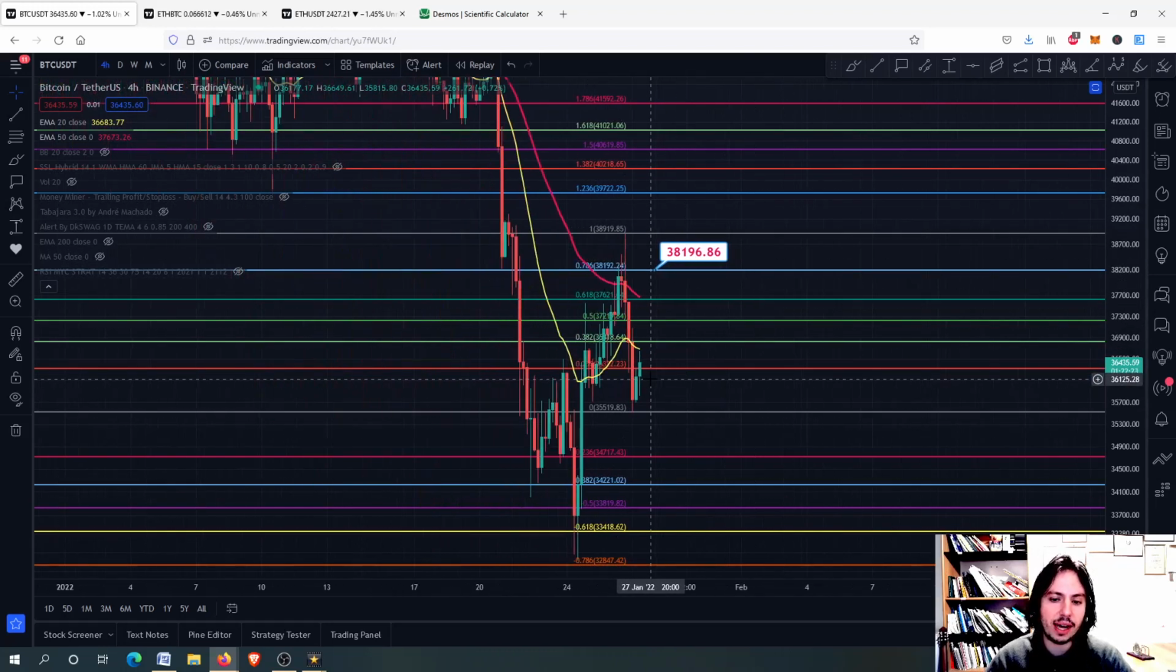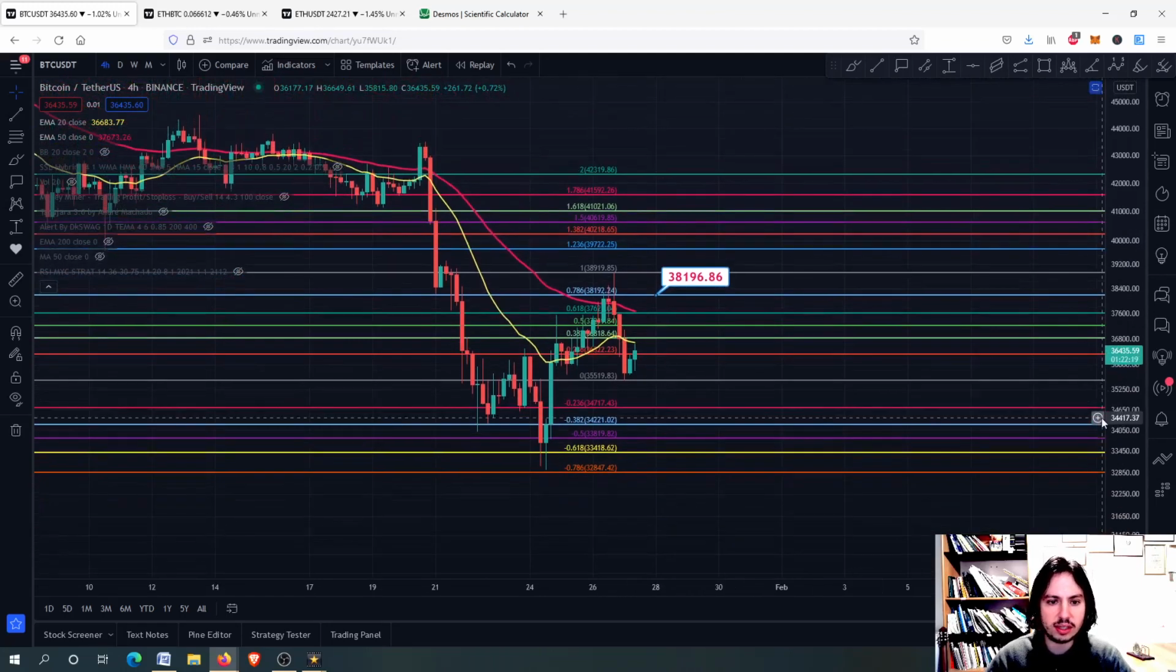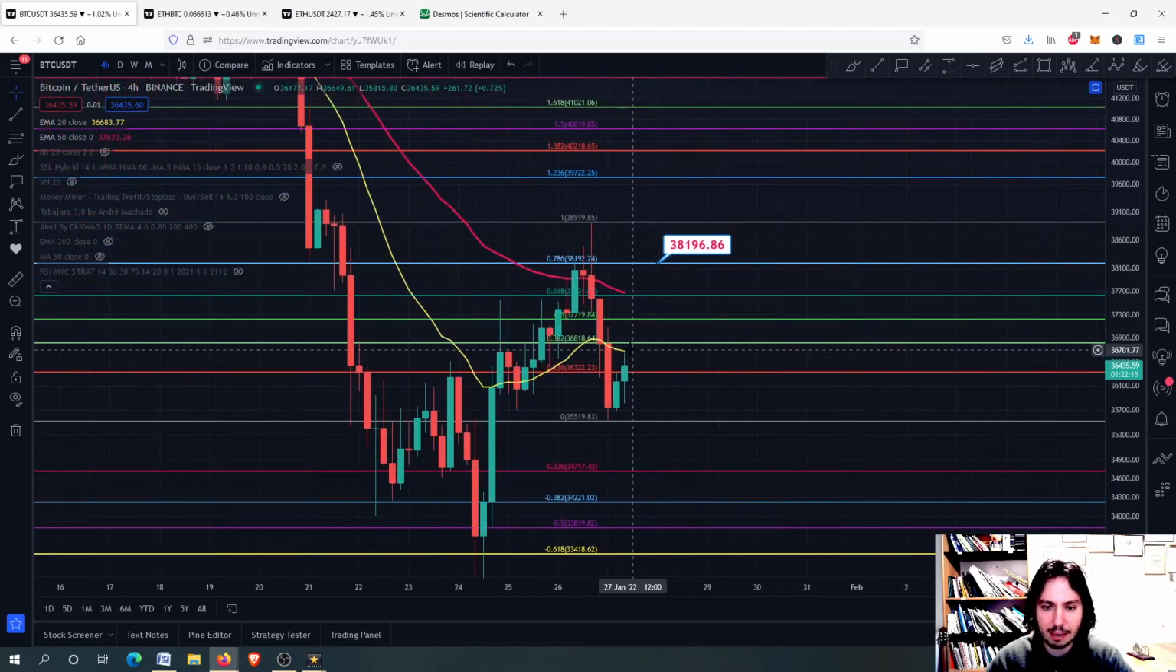Anyway, the fact here is that right now we have a chance to get to the 39.7 and so on only if we can manage to break above the 20-day EMA, which is around 36.6k. All right, so around 36.6 we have a chance.